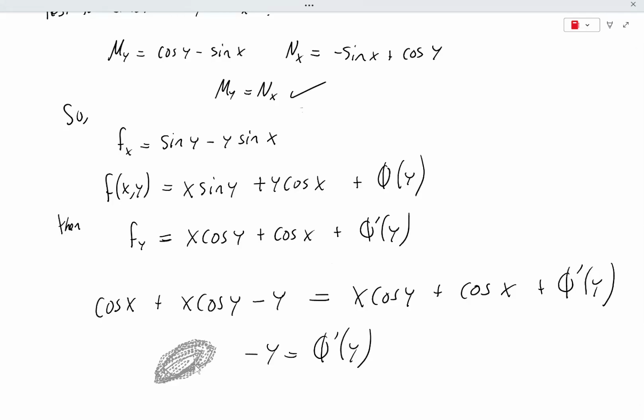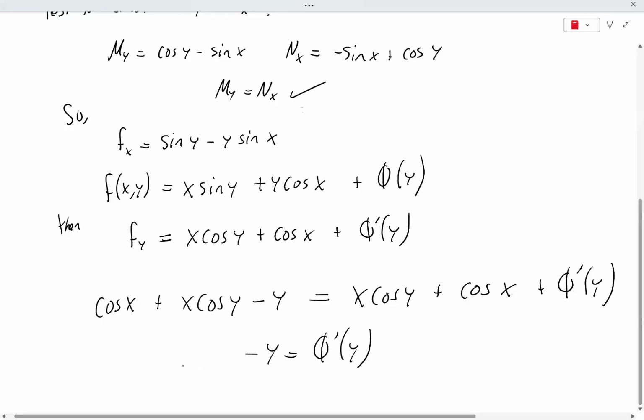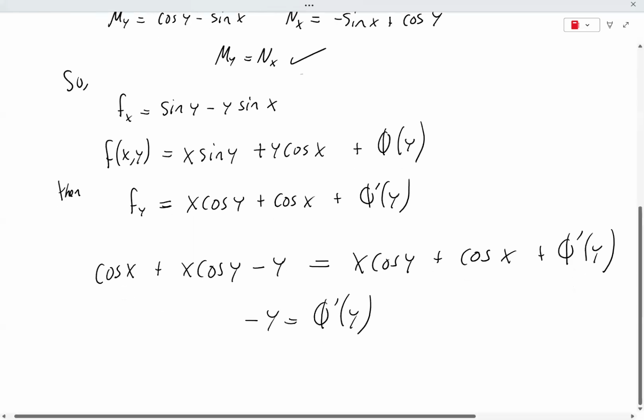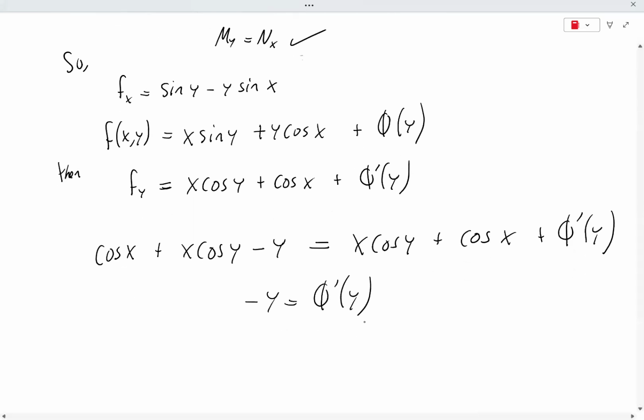It's okay to do the test first. But if you forget to do the test for whatever reason and just start doing the problem, you would get stuck right here because you have x's left in it. But okay, now at this point we've got phi prime of y is equal to negative y.